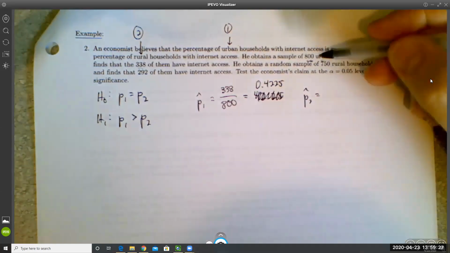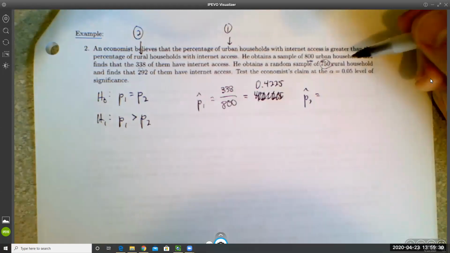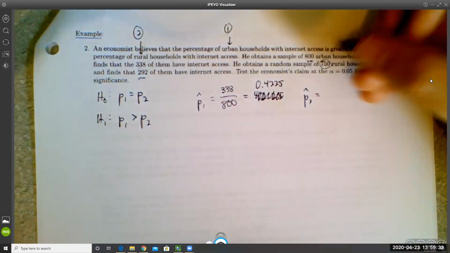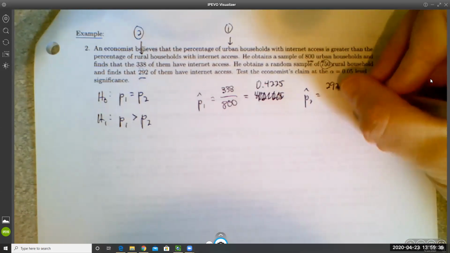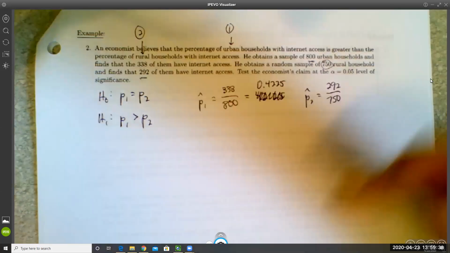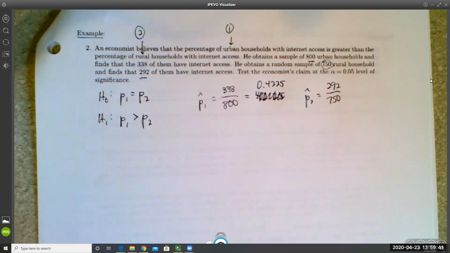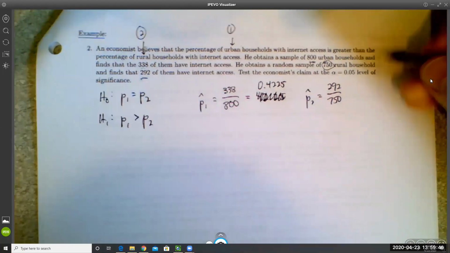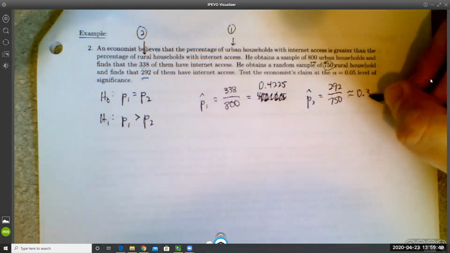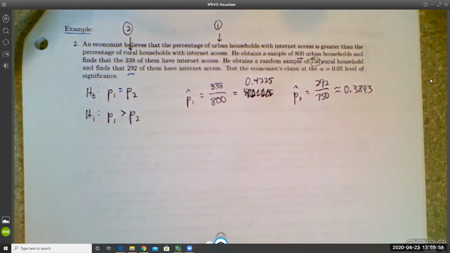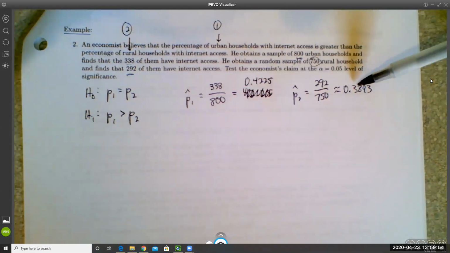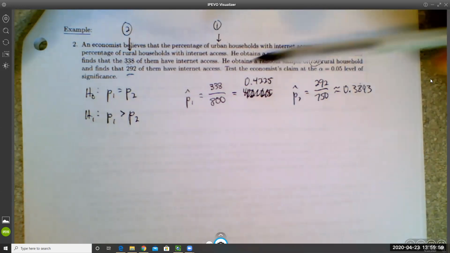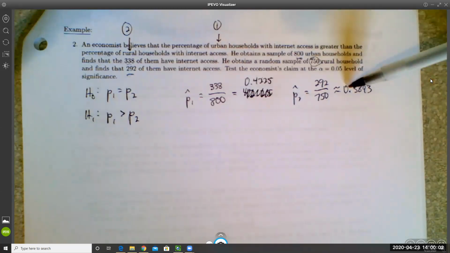P2 hat, the second sample. For the rural households, he sampled 750 households and found that 292 of them had internet access. That's 292 out of 750. Well, let's see. That's about 0.3893. Okay, so about 42% here and about 39% there. So P2 is definitely smaller than P1, or in other words, P1 is definitely greater than P2. P1 hat is greater than P2 hat, I guess I should say.